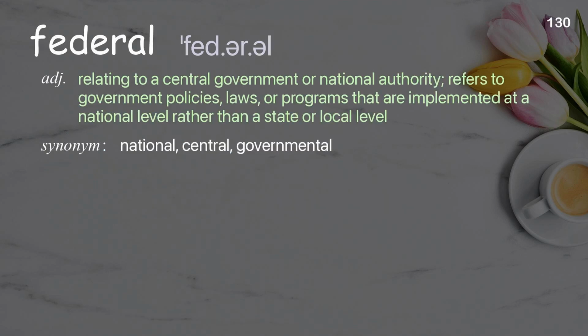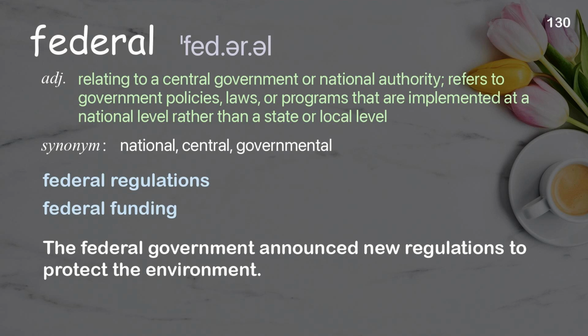Federal. Relating to a central government or national authority, refers to government policies, laws, or programs that are implemented at a national level rather than a state or local level. Examples: Federal regulations, federal funding. The federal government announced new regulations to protect the environment.